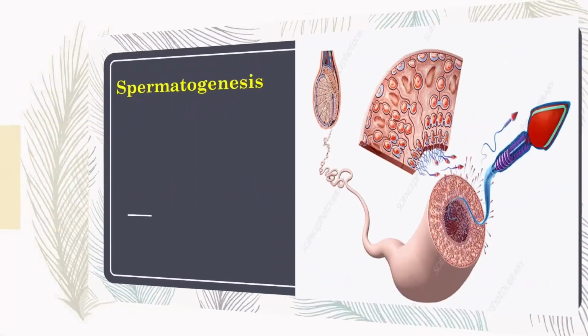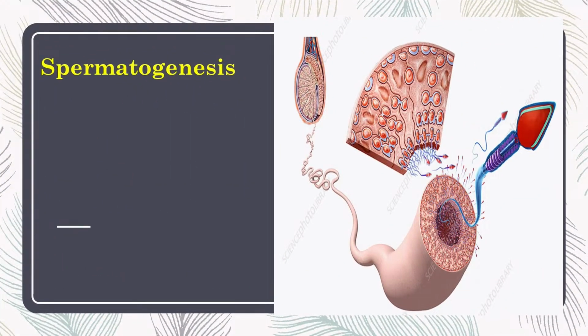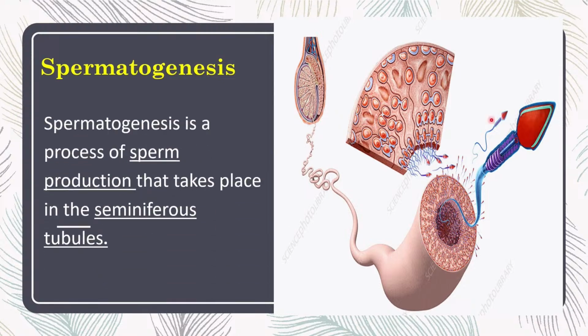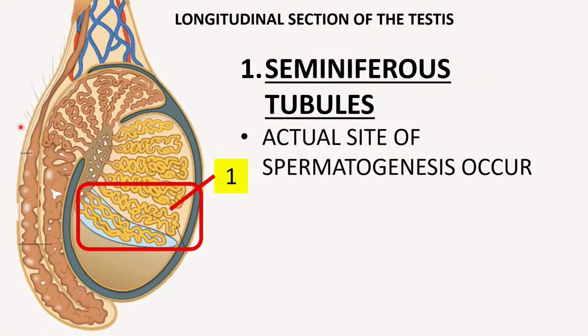Next, now straight to spermatogenesis. What is spermatogenesis? This is the process of sperm production that takes place in the seminiferous tubule. This is the longitudinal section of the testis. We can see a lot of tubes over here. This is what we name the seminiferous tubule, which is the actual site where spermatogenesis occurs. This is where we produce all the sperm.